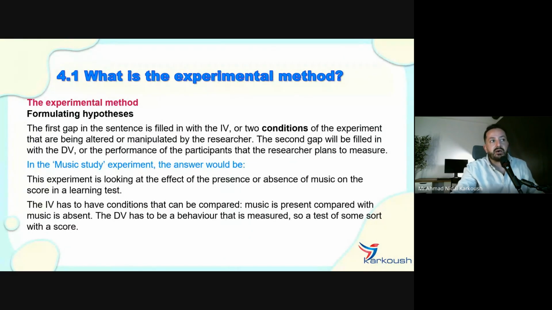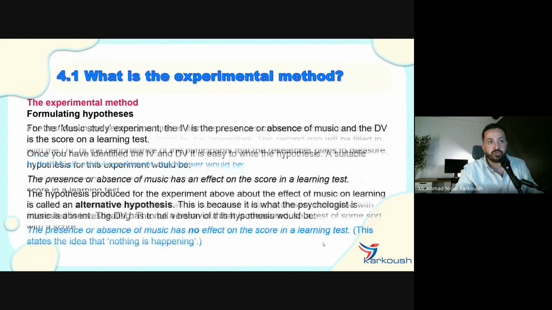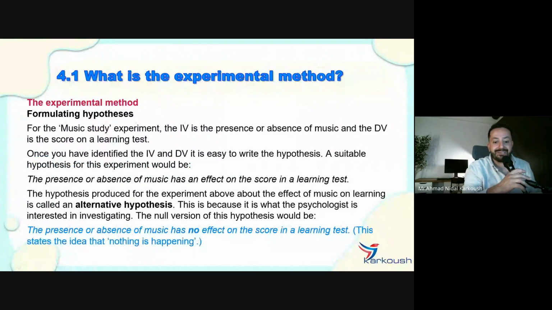So does the IV have conditions? Yeah, the more conditions we have, the more we can actually know and tell how it impacts the DV. So for the music study experiment, the IV is the presence or absence of music, and the DV is the score on a learning test. And once you have identified the IV and the DV, it's super easy to write a hypothesis. A suitable hypothesis for the experiment would be the presence or absence of music has an effect on the score in a learning test. That's it.